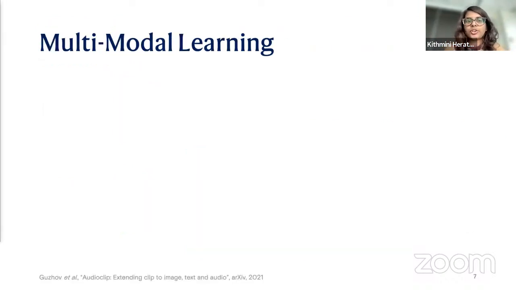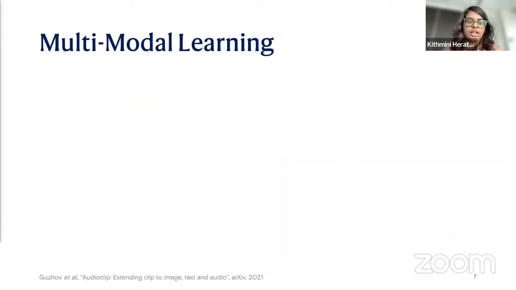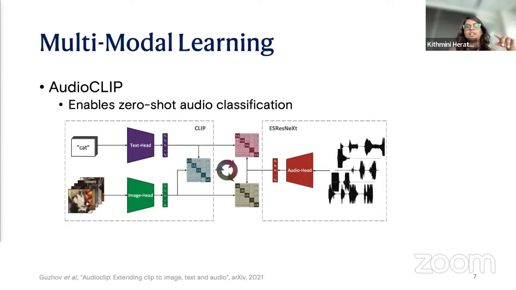Yes, you need paired data between text and images. And then there's another paradigm which is called multimodal learning. In this, they try to have different modalities in addition to just image and text.